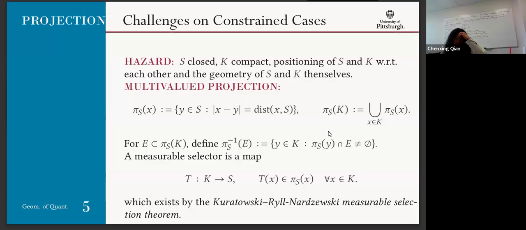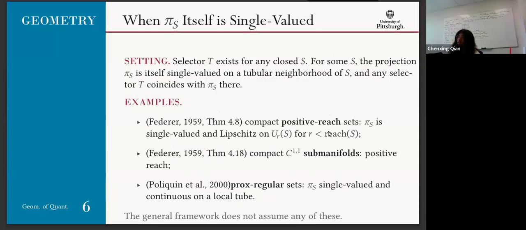To study more precisely, we need to use the Kuratowski–Ryll-Nardzewski measurable selection theorem, which means we can select a measurable selector from the multi-valued projection map. And so the object we are studying is the push forward measure of the probability measure on the projection pi sk. Now, the object pi sk usually has some good geometric property in the next slide.